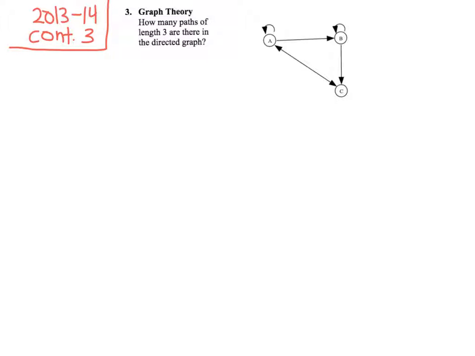For this problem, we're supposed to find how many paths of length 3 there are in this directed graph. So first, I'm going to write out what the paths are. A goes to A, B, and C. B goes to B and C. And C goes to just A.